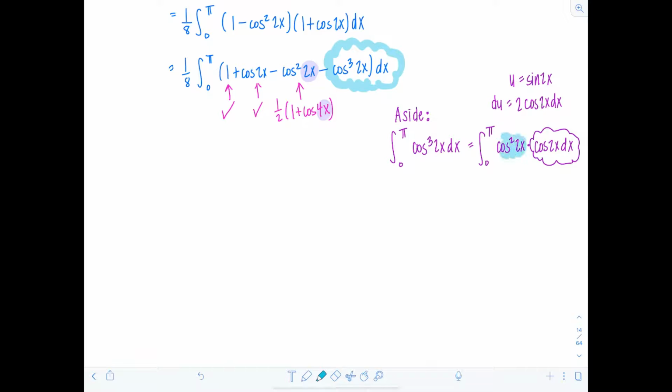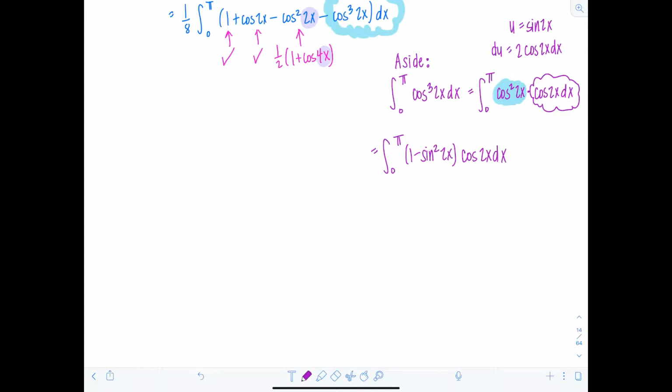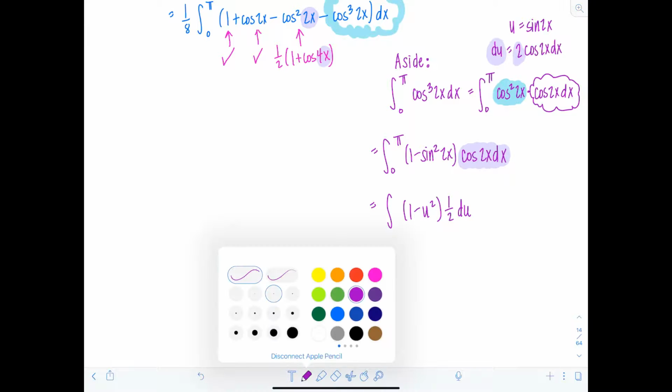No, we're not, because I need that to be in terms of sine instead. So let's go ahead and replace it. I'm going to have 0 to pi, 1 minus sine squared 2x, and then we have cosine 2x dx. All right, great. So now let's make our change of variables. Instead of 1 minus sine squared 2x, I'm going to have 1 minus u squared. This cosine 2x dx is equal to 1/2 du.